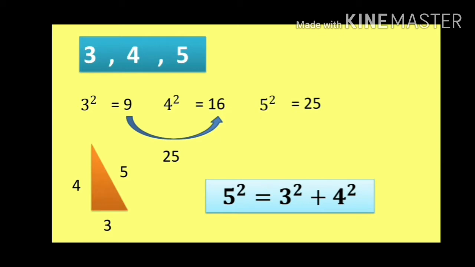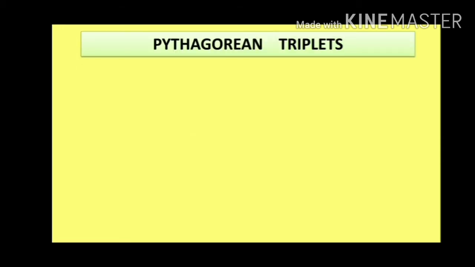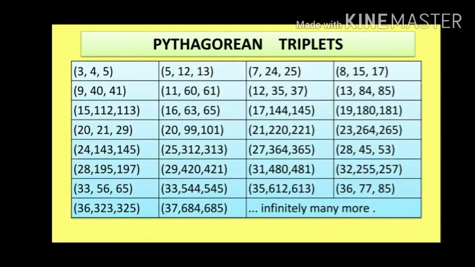So it's a right triangle. As it follows the Pythagoras theorem, that is C squared is equal to A squared plus B squared, we can say that the numbers 3, 4 and 5 are Pythagorean triplets. Now let's see some Pythagorean triplets that we know. So these are all Pythagorean triplets. There are actually infinitely many.